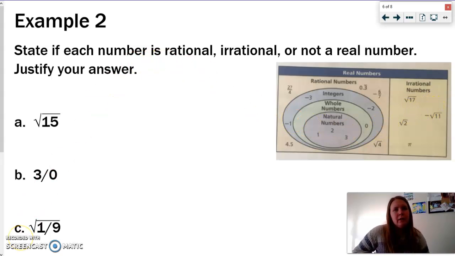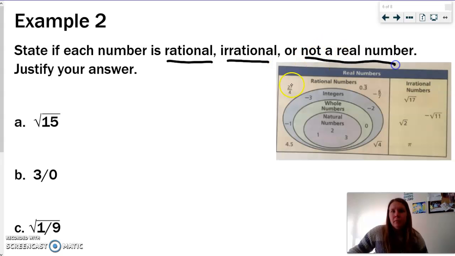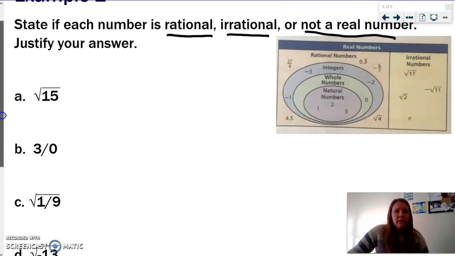So let's take a look at the next set they have. It says, state if each number is rational, irrational, or not a real number. So this time they don't tell me that I have to give every single name for these numbers. I just need to decide one of the 3. Is it rational? Is it irrational? Or is it not a real number? So let's go ahead and look at the first one.